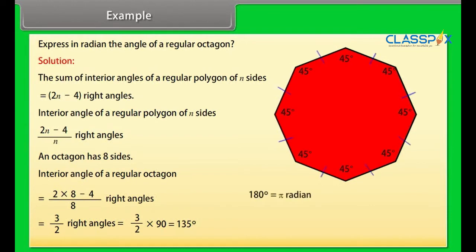180 degree is equal to pi radian. 135 degree is equal to pi by 180 into 135 radian is equal to 3 pi by 4 radian.